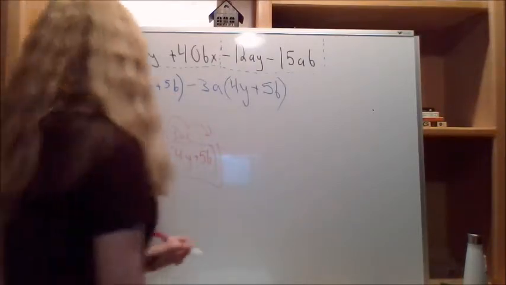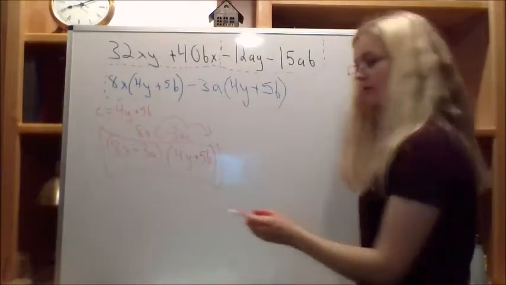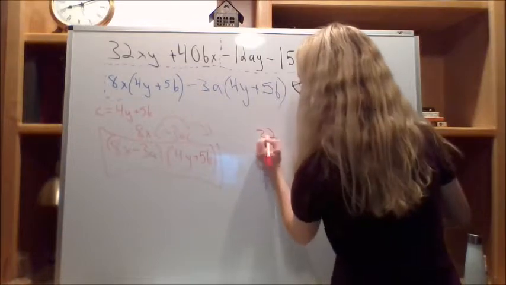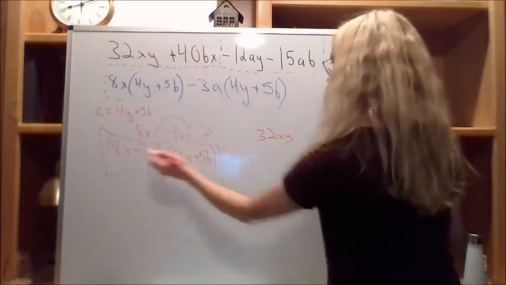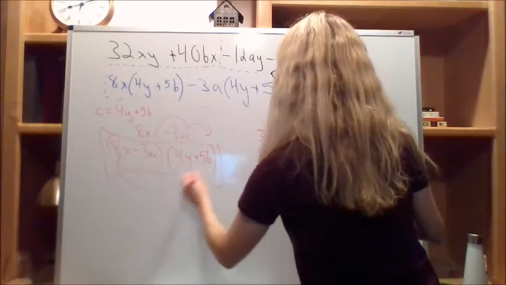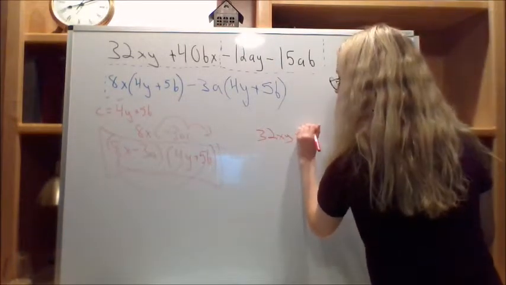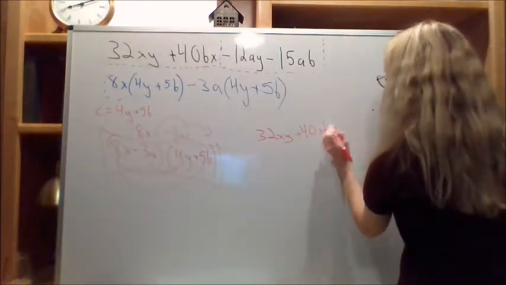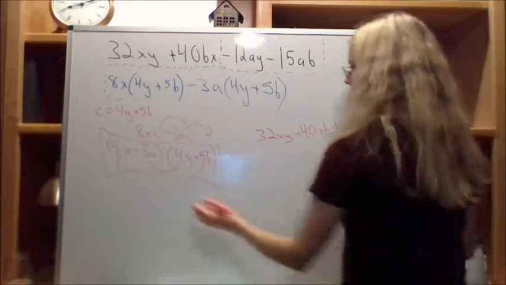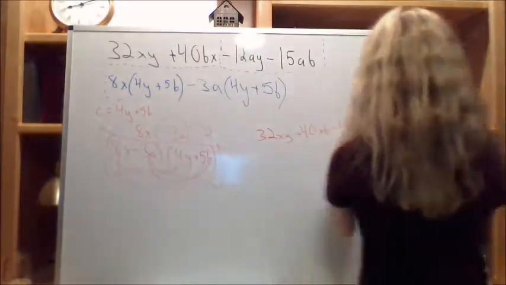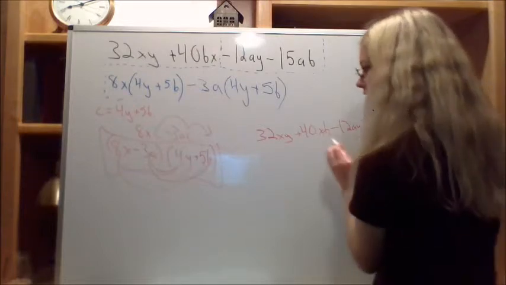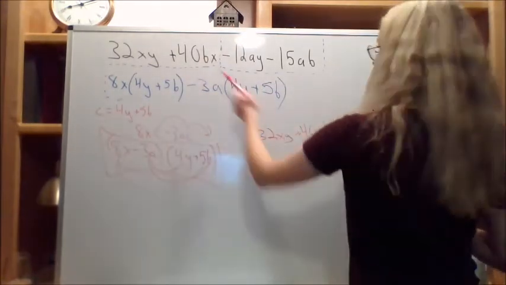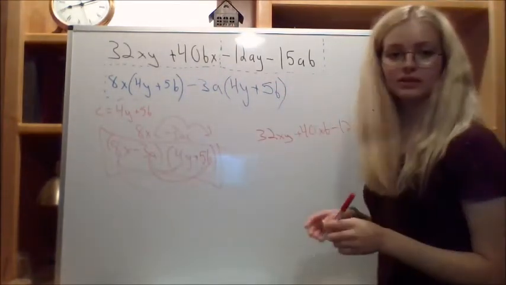And we can check this by distributing through, back again with FOIL. So we have 32xy, this first. Out is 40xb. In is negative 12ay. And then last would be negative 15ab. And so if we look, we can see that we have the same thing, which means that we factored it correctly.